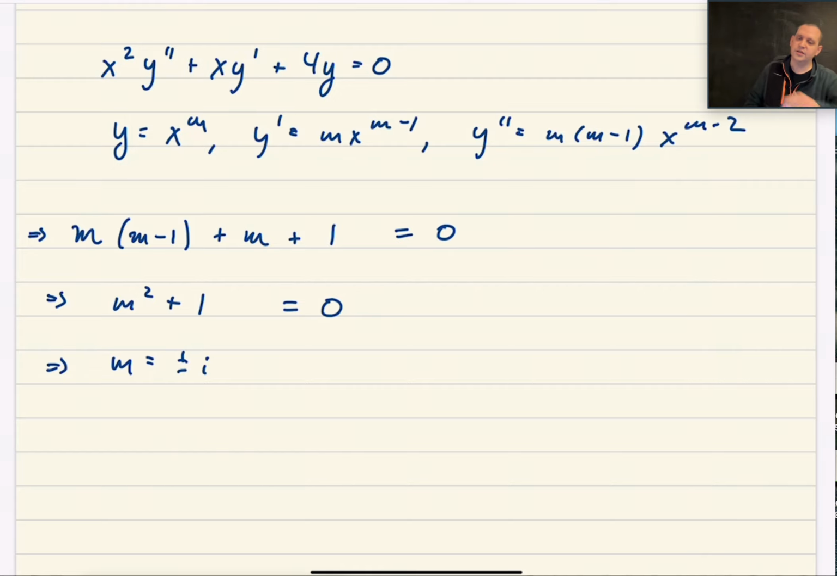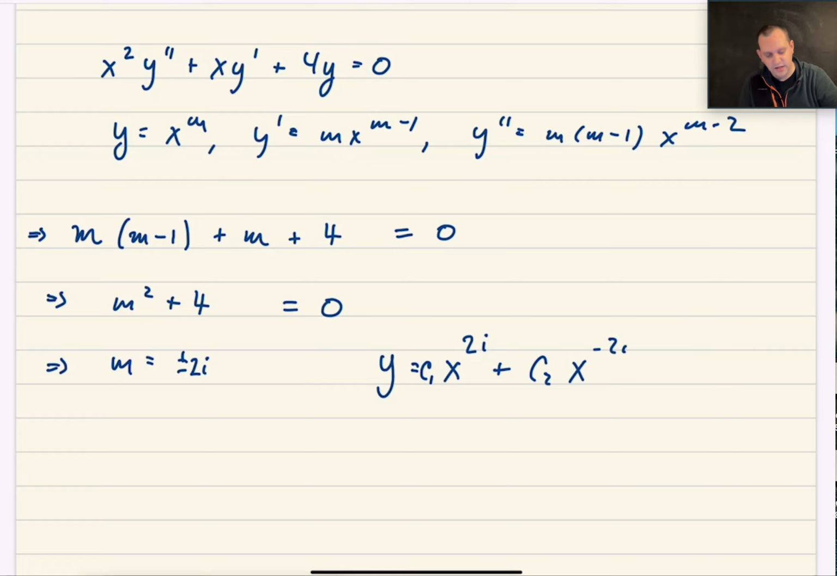Okay, and so let's think about what's going to happen if m is plus or minus i. Well, your solution is going to be x to the, what did I do here? Did I screw something up? Oh, this should be a 4, not a 1, which makes this a 2i. Yeah, you're going to have x to the 2i plus x to the negative 2i, where i is the complex number, so that when you square it, you get negative 1.